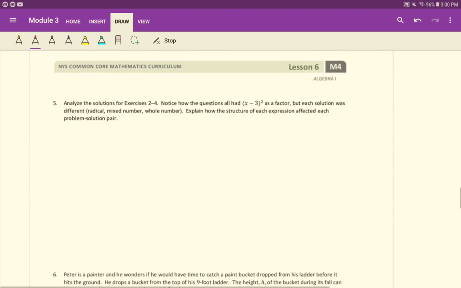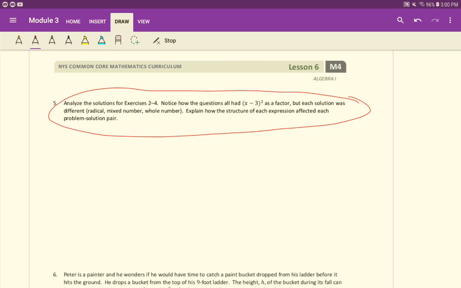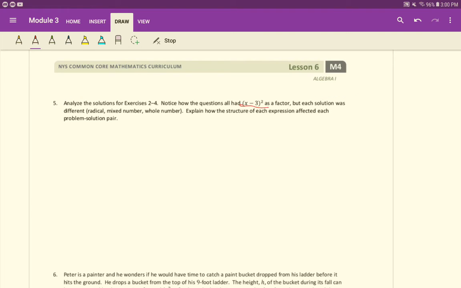Our first question here actually refers back to the exercises we did in the previous video. So it says to analyze the solutions for exercises 2 through 4. Notice how all the questions had (x - 3) squared as a factor, but each solution was different. We had radical solutions, mixed numbers, and whole numbers. Explain how the structure of each expression affected each problem solution pair. So let's take a look here.